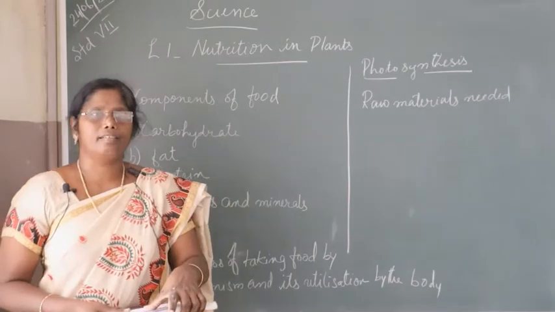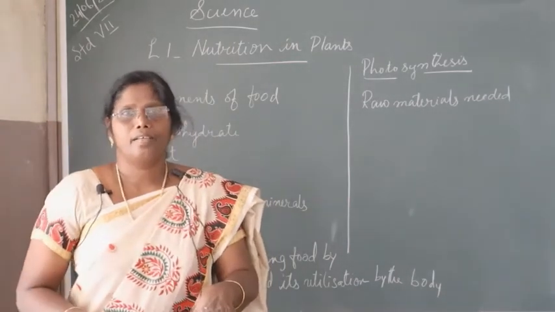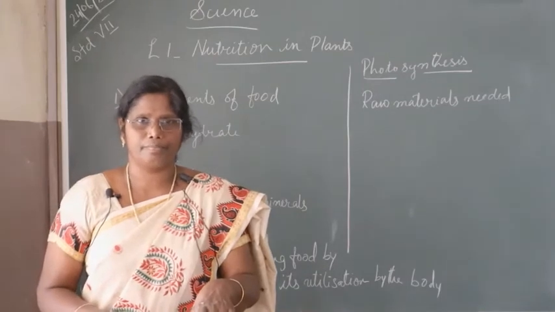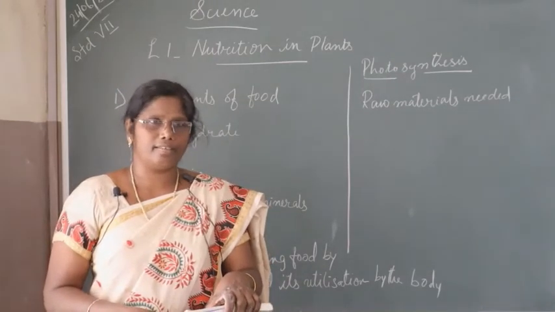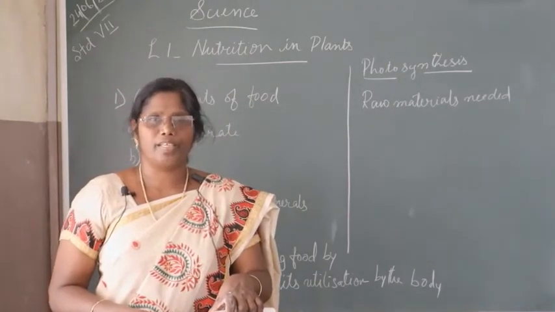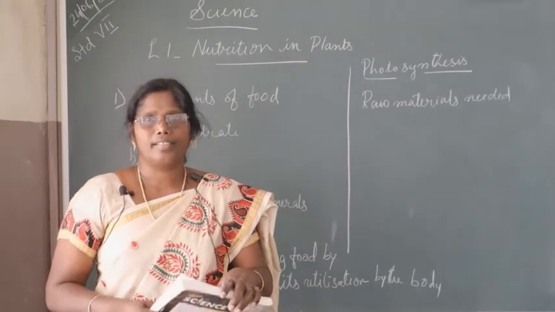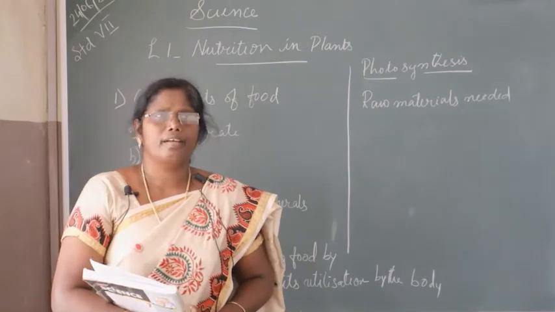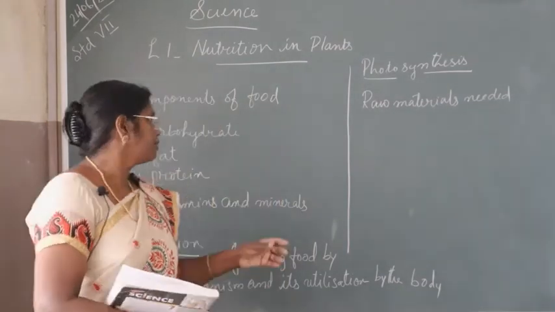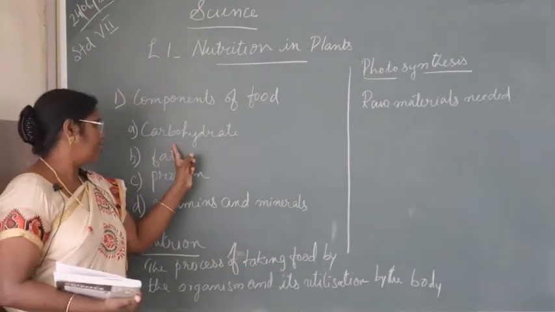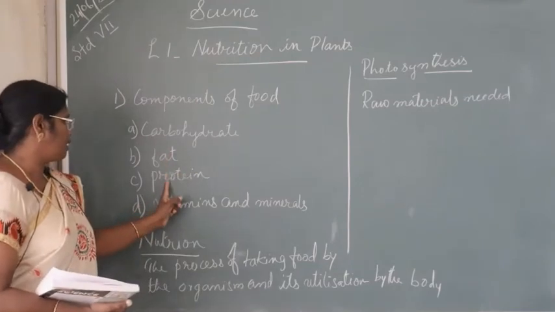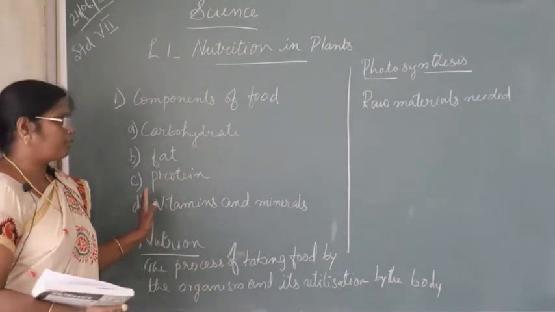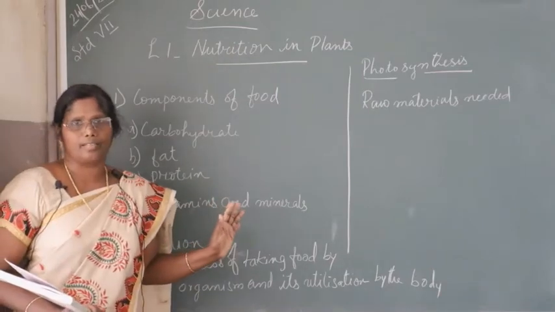In 6th standard, you studied that food is essential for all living organisms. You also studied where we get food, what its sources are, and what its components are. The components of the food are carbohydrate, fat, protein, vitamins and minerals. The components of the food are called nutrients.